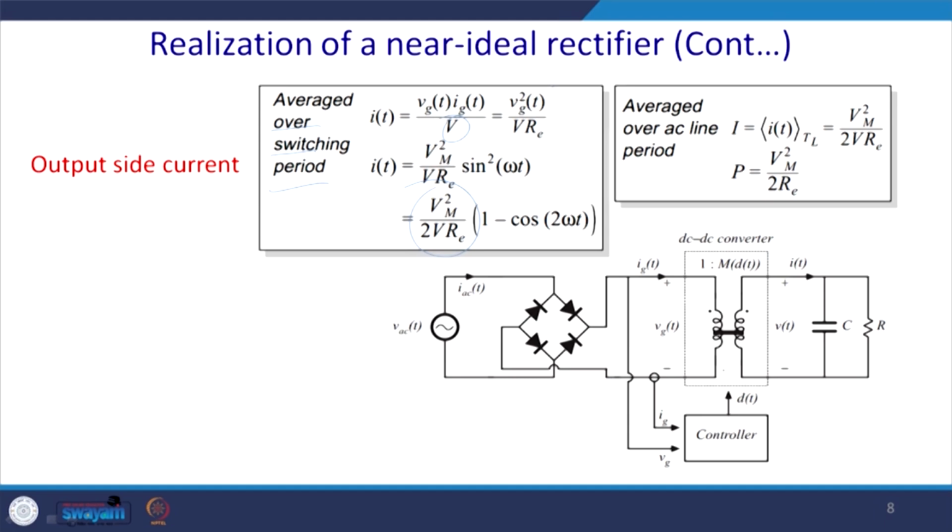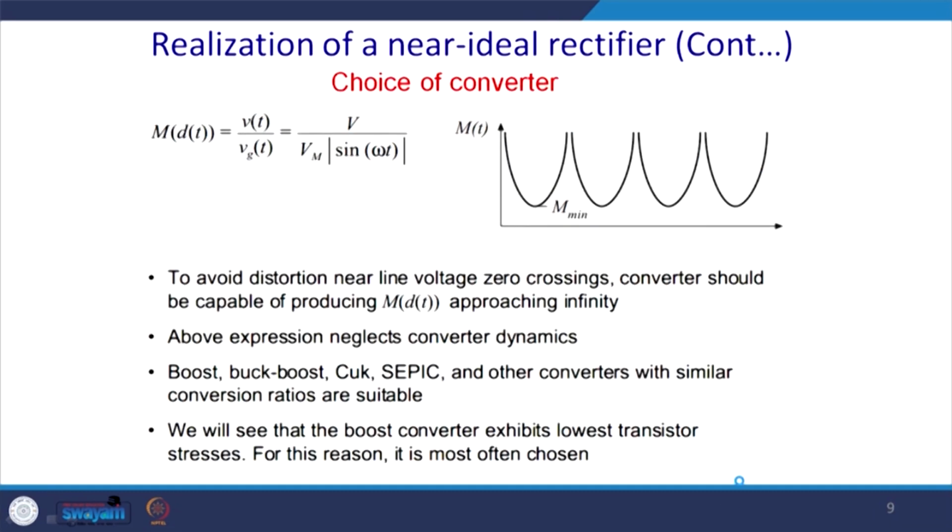Mind it, there will not be any capacitor here, the capacitor will be at this point, and Ig and Vg have to follow that particular envelope which has been shown to you in our previous slide, and this capacitor has to maintain the DC bus voltage, and in that way the operation follows. So, the MDT equals Vt by Vg equals V by Vm sin omega t, and we will have this kind of modulation index.